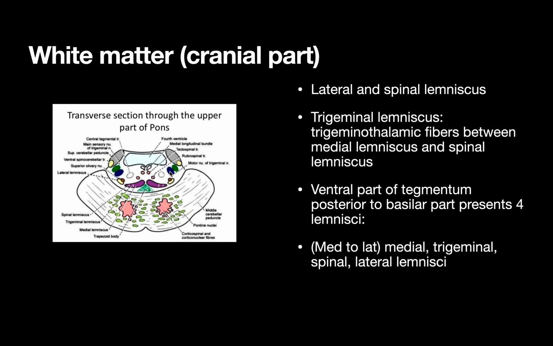So here is the motor nucleus of the trigeminal. So we can guess right here would be the sensory nucleus of the trigeminal. Here's the 4th ventricle. So right here would be the medial longitudinal bundle. Then the tectospinal, then the rubrospinal. Here is the spinal lemniscus. Here's going to be the medial lemniscus, and here would be the trapezoid body. Here are your pontine nuclei. Here are your corticospinal and corticonuclear fibers. And here would be your middle cerebellar peduncle.